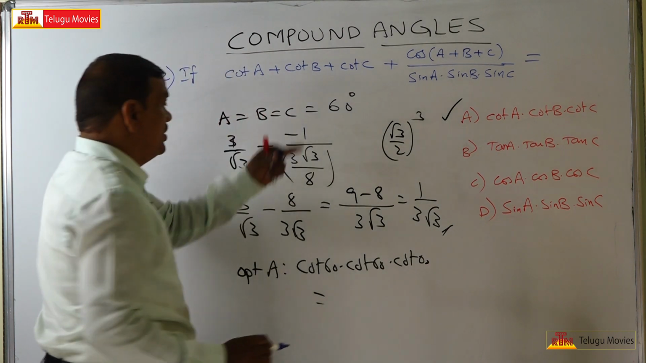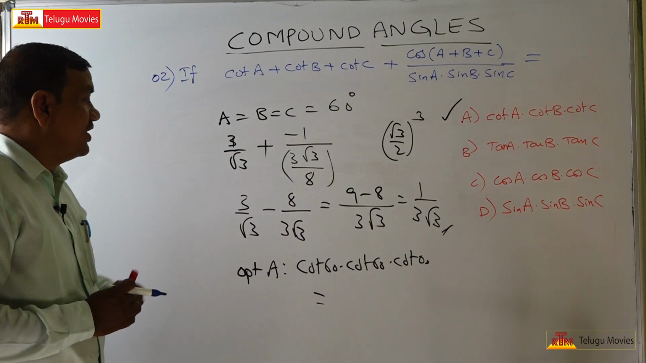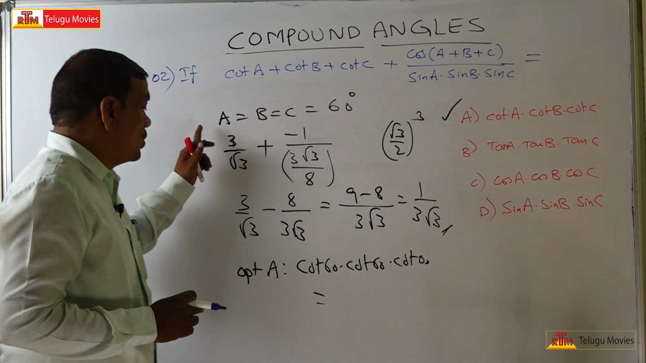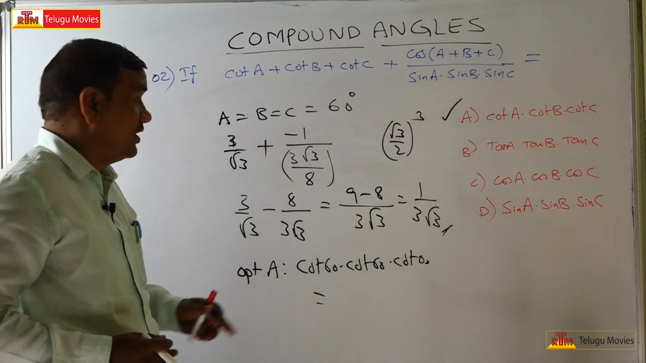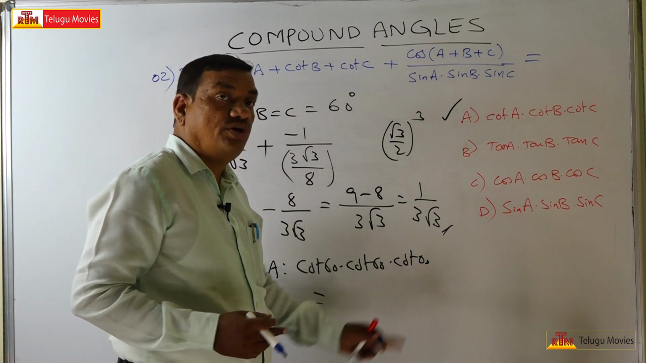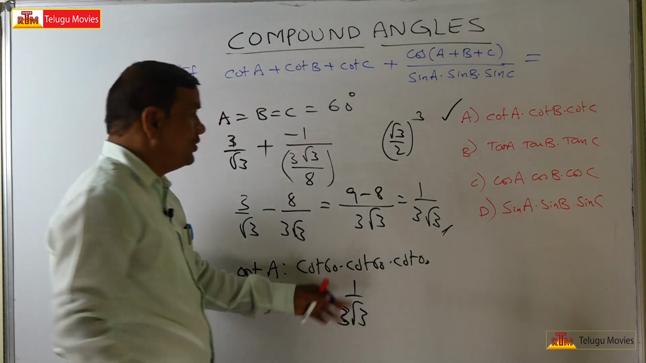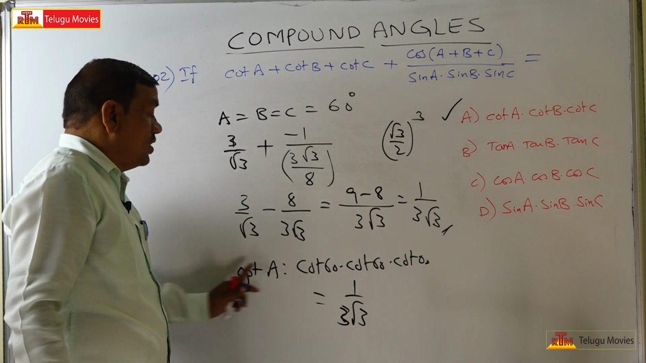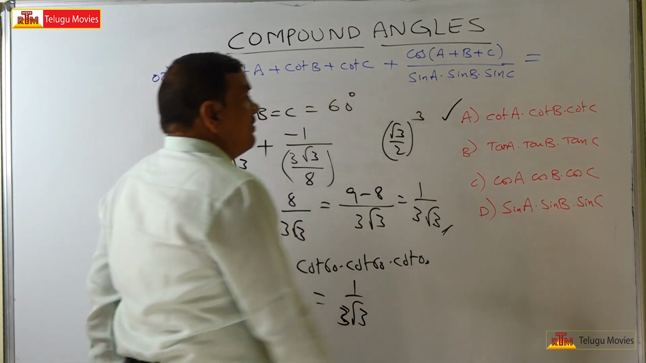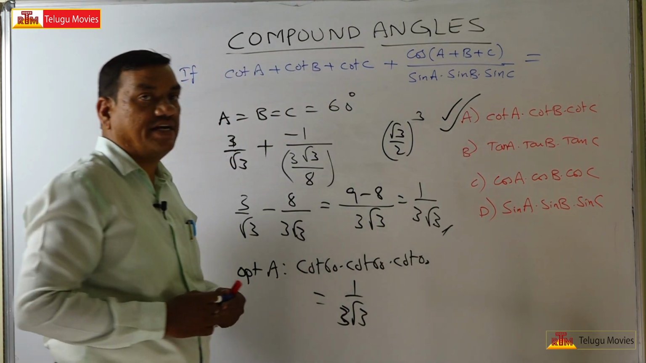So cot 60 is equal to how much? 1 by root 3. So cot 60 into cot 60 into cot 60 is 1 by 3 root 3. Here also tan 30 is 1 by root 3, so 1 by 3 root 3. Therefore, option A is the right answer.